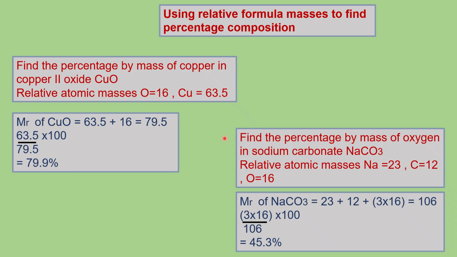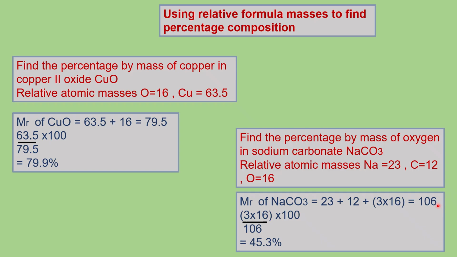Now another problem. Find the percentage by mass of oxygen in sodium carbonate. This is the formula of sodium carbonate, Na2CO3: 2 sodium atoms, 1 carbon atom, and 3 oxygen atoms. The relative atomic masses are given: sodium 23, carbon 12, and oxygen 16. The first step is to calculate the relative formula mass for sodium carbonate. So it is 23 plus 12 plus 3 times 16, and the answer is 106.